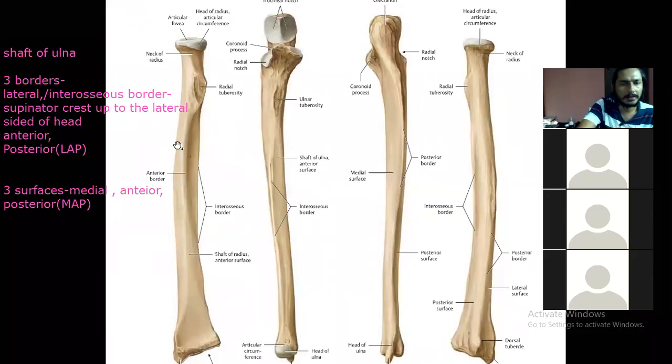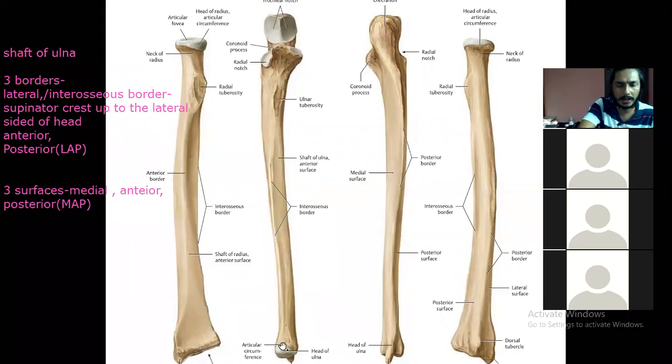So this is the radius. We are not reading the radius. Now we are reading the ulna. So this is the ulna, and this is the radius again. See in the radius, this is the medial border, and this is the interosseous border. In case of the ulna, this is the sharp border, the interosseous border.